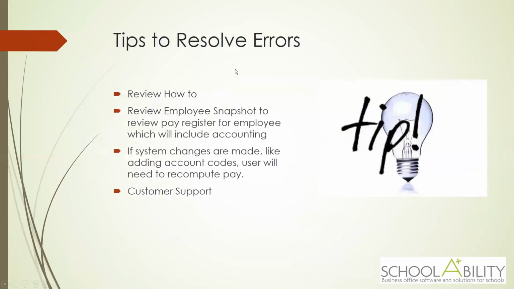So if you come up with an error and you're not able to resolve it, you can refer to the how-to. You can review the employee snapshot so that you can review the pay register, which will give you the account coding, and that gives you some information. So if there's an error and the account coding isn't set up correctly, it will post it to the 9999 object code. So that's the payroll errors object code. And that signifies that something isn't right and it needs to get corrected. So that's one signifier. And as I mentioned before, if there are system changes that are made, like adding account codes, the user will need to recompute pay. And at that point, it'll clear the error.